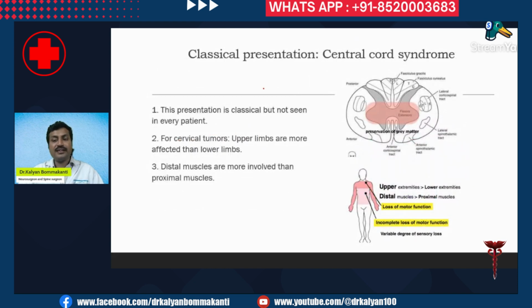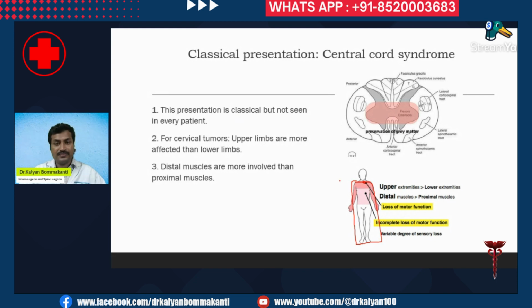So the classical presentation is central cord syndrome. Now, what is central cord syndrome? Suppose a tumor is located here. There is weakness and there is sensory loss below the level of the lesion. Suppose the tumor is situated here. So at this level and below, the patient will have weakness, that is motor symptoms, and also sensory symptoms. So this central cord syndrome is classical but not seen in every patient.